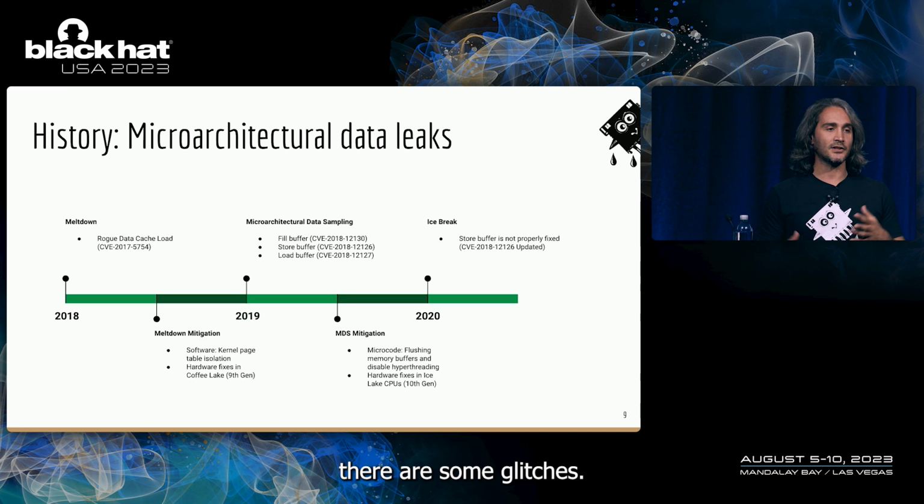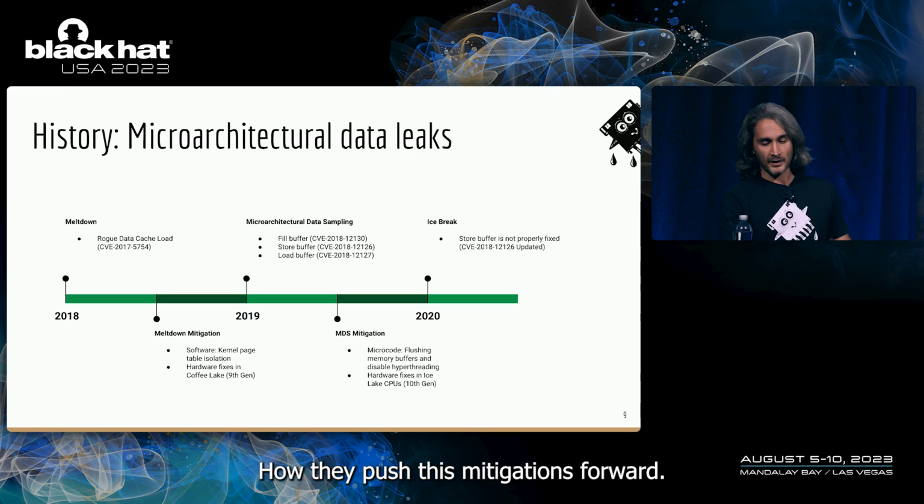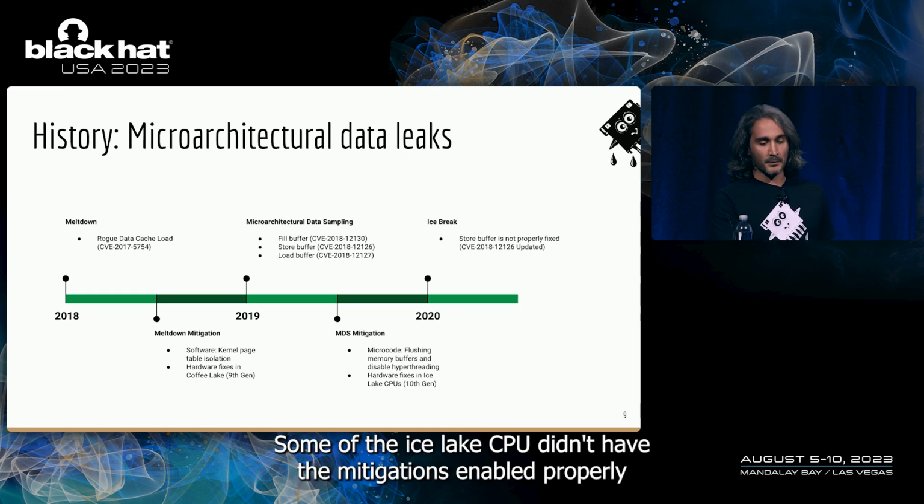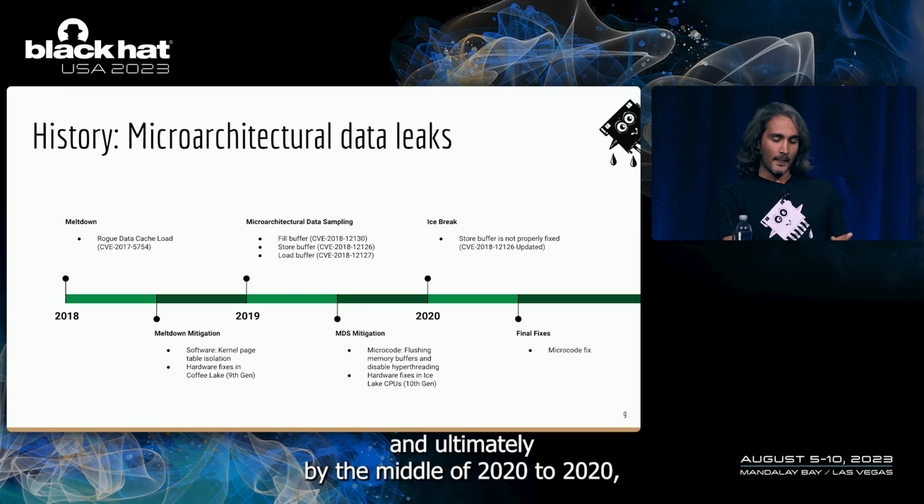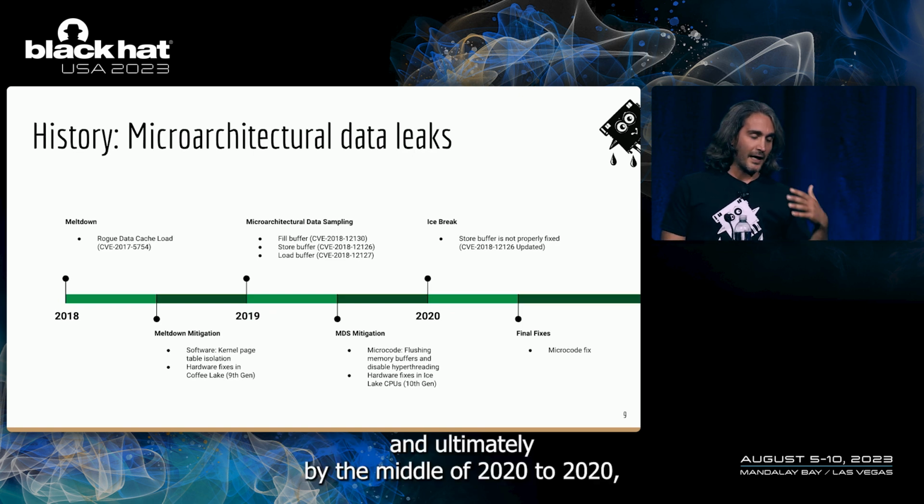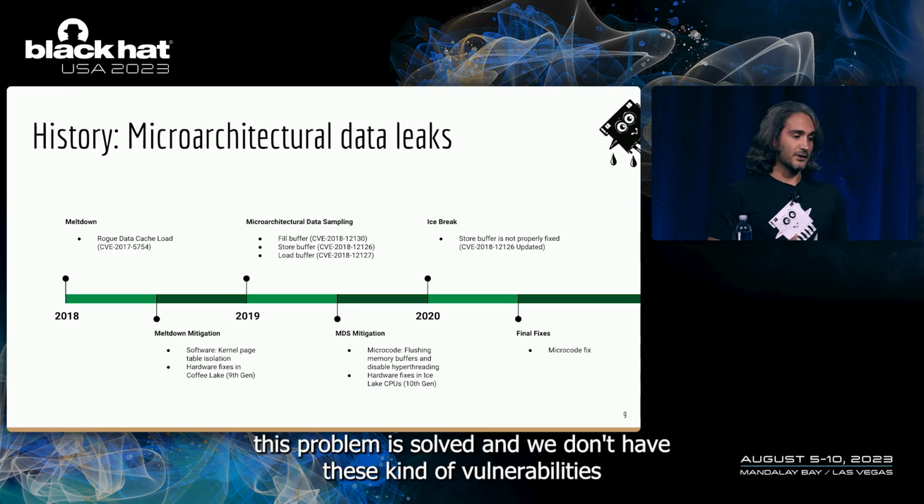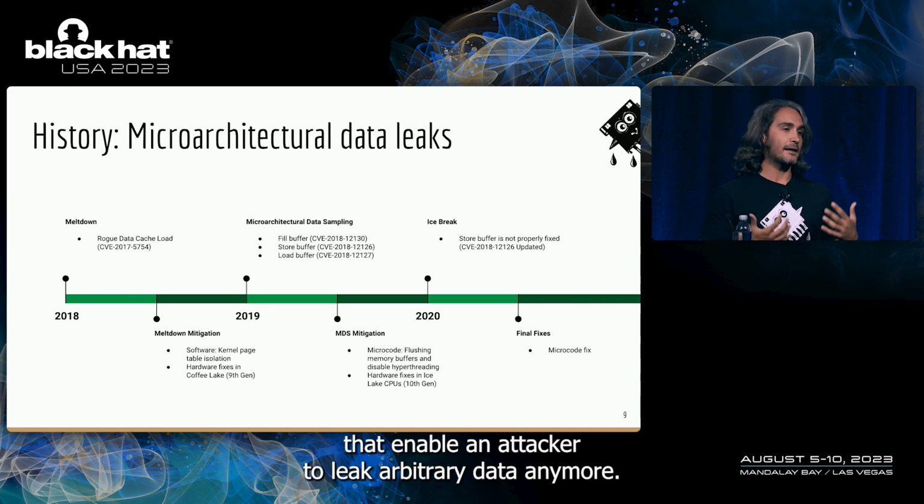There were some glitches in how they pushed this mitigation forward, so there were some parts that would still leak data. Some of the Ice Lake CPUs didn't have the mitigations enabled properly. And ultimately, by the middle of 2020, we knew that this problem is solved, and we don't have these kinds of vulnerabilities that enable an attacker to leak arbitrary data anymore.